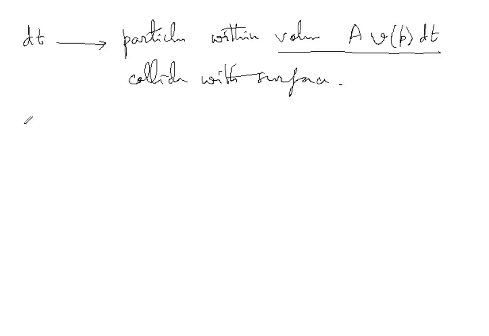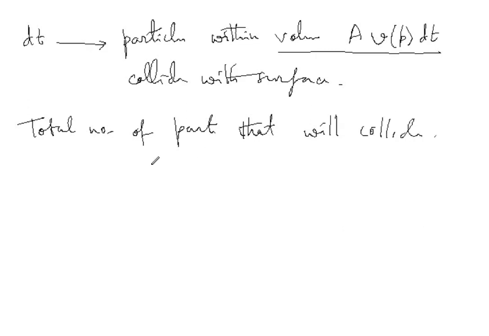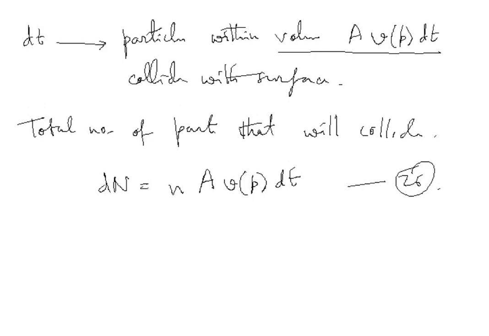Now what is the total number of particles that will collide? Let's find it. It is basically n times this volume, so this is equation 26. Now these particles will be bounced back with the same momentum after collision, but in the opposite direction. So the momentum change is 2p for each collision.